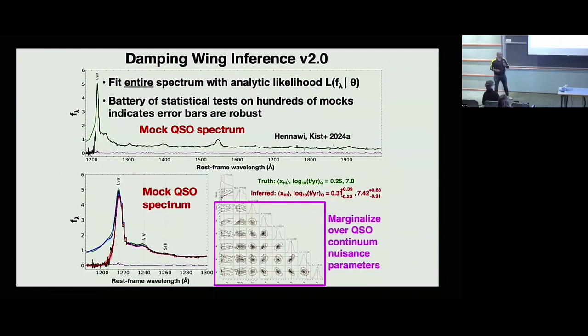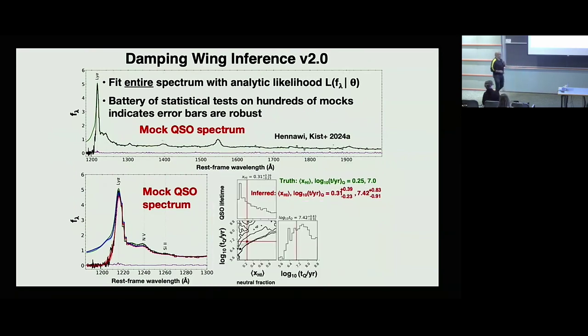So what does this look like? Well, we've run thousands of mocks to be sure that we're actually recovering the true cosmological parameters. So imagine the possibilities if you could actually believe your error bars. We've tested that. And so here's a mock quasar spectrum. The truth is 0.25 neutral fraction, and the lifetime is 10 to the 7 years. You can see that we're reconstructing the continuum very well, and we're also getting out the model parameters. We marginalize out the nuisance process, which is the quasar continuum, and then we're left with these constraints on the lifetime and the neutral fraction. Again, that was mock data.